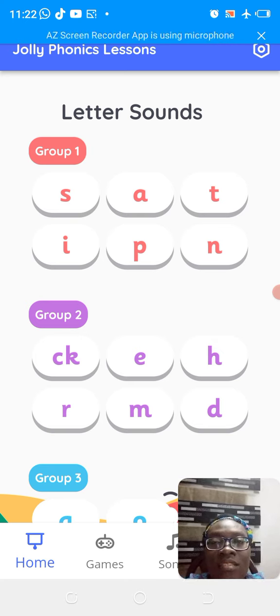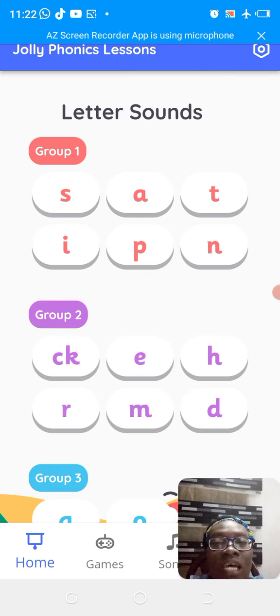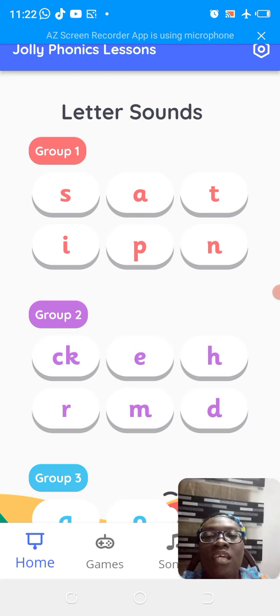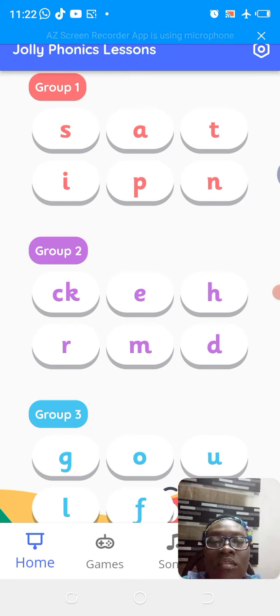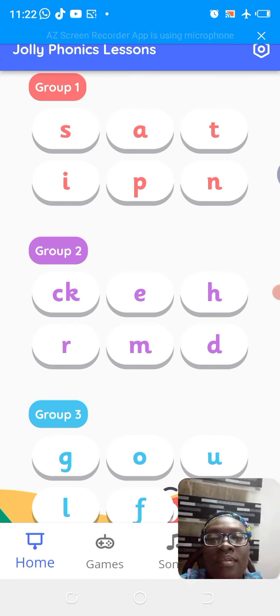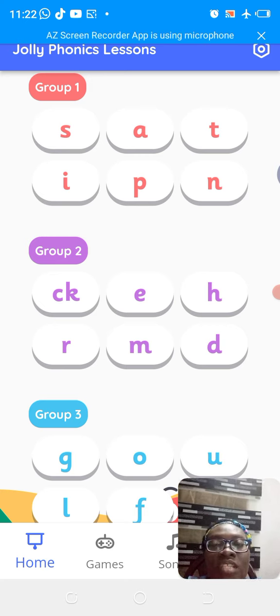In the last class, we discussed the different sounds in group 1. And then we practiced how to blend the sounds. Today we are looking at the sounds in group 2. Here are the sounds in group 2. The following letters are in group 2: letters C, K, E, H, R, M, and D.